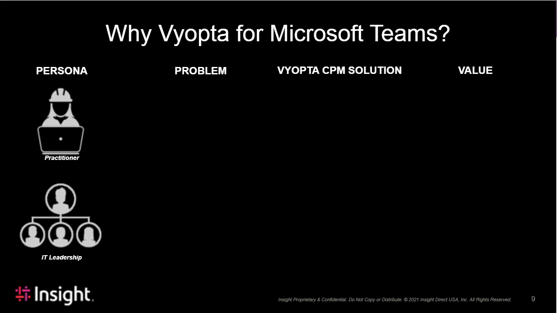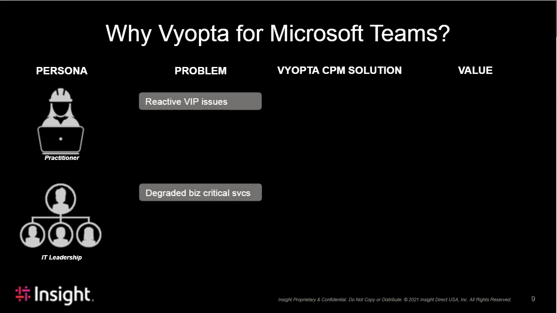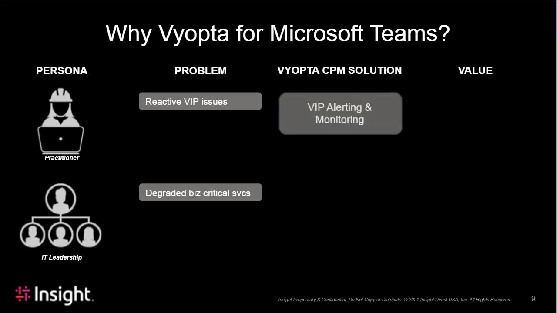When we talk about digital transformation and who's responsible for moving folks over to Microsoft Teams and making those decisions, there are very different problems that a similar solution can solve, and it's different value back to the business. So a couple ways that we like to talk about this. First, a problem for a practitioner is that VIP issue. If you ladder that up to an IT leadership perspective, it's really business critical services that aren't operating. What we're able to provide are VIP alerting and monitoring, which we'll walk through here in a bit.